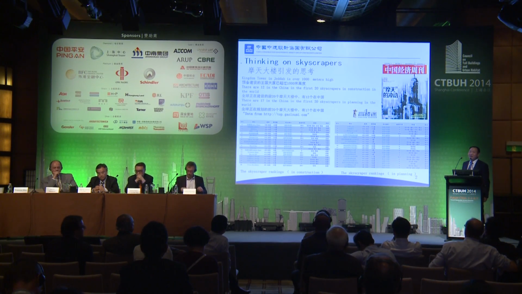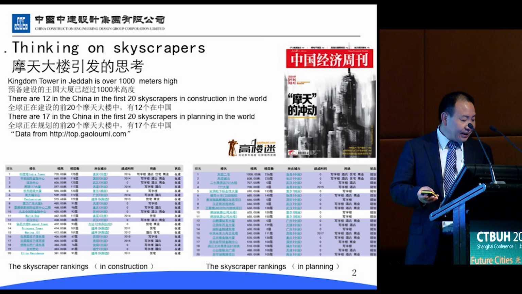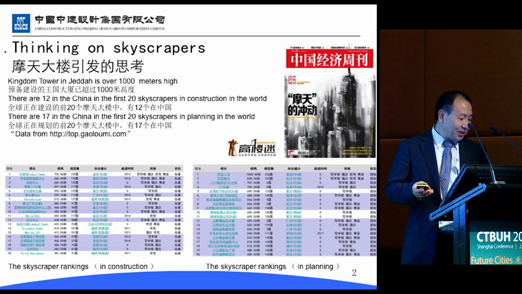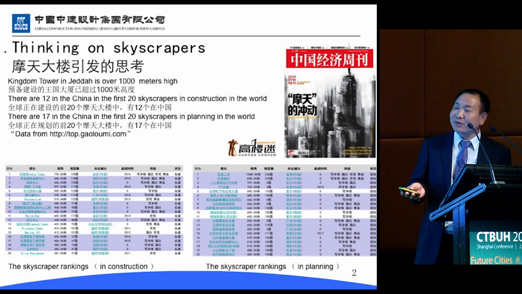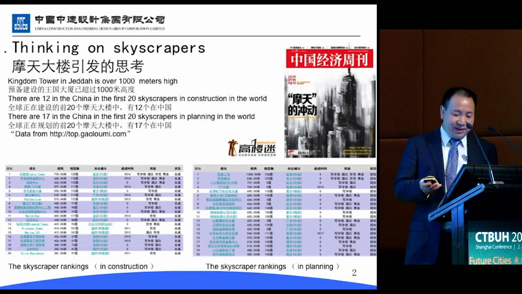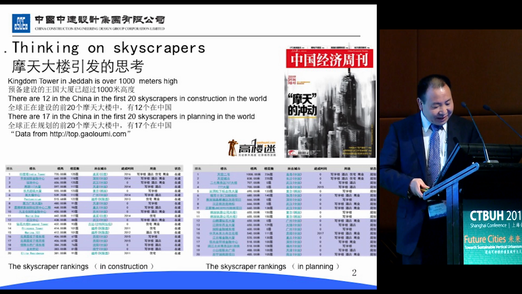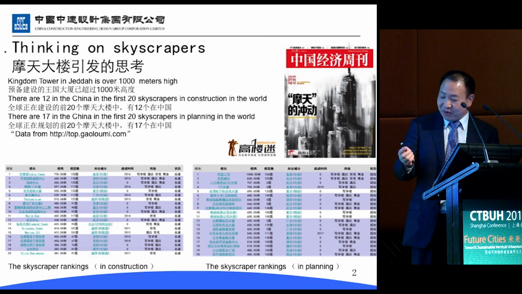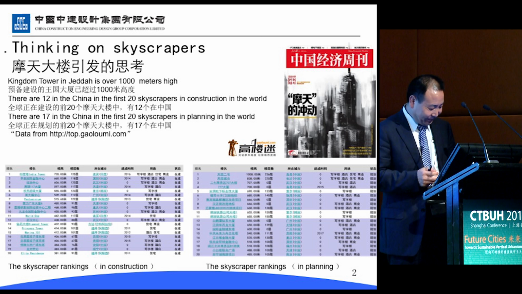And you already saw the Kingdom Tower in Jeddah is over 1,000 meters high. And so it's already realized. And then we see that there are 12 in China, in the first 20 skyscrapers in construction in the world. And then there are about 17 in China in the first 20 skyscrapers in planning in the world. So according to the China Economic Weekly published magazine, it talks about the impulse of the ultra-height skyscrapers.